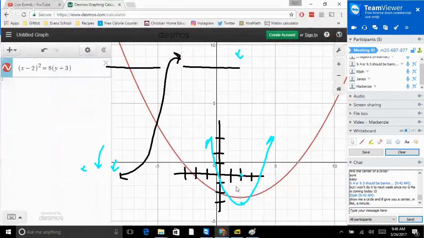Not quite as good, but this is pretty good. Oh no, my parabola was too fast, right? But my vertex is at 2, negative 3. So we got that part right, right?